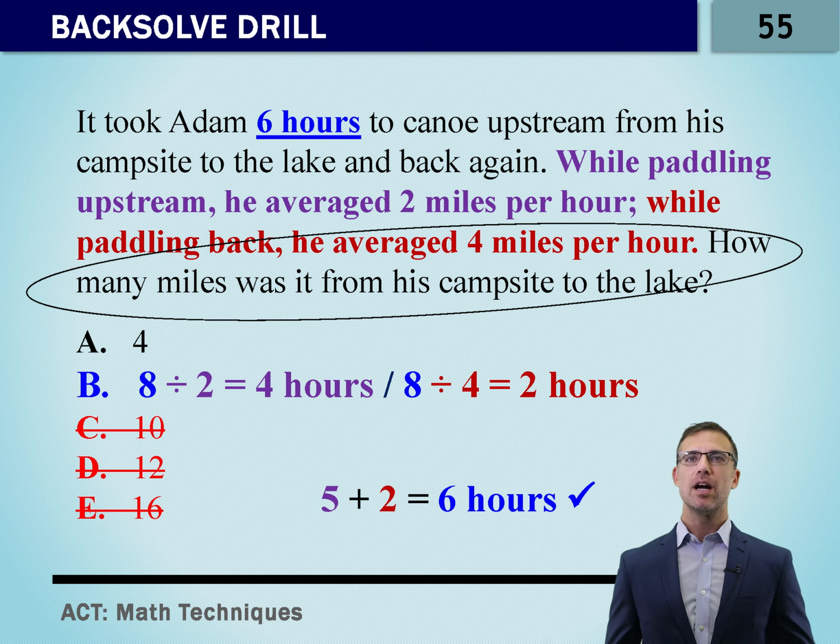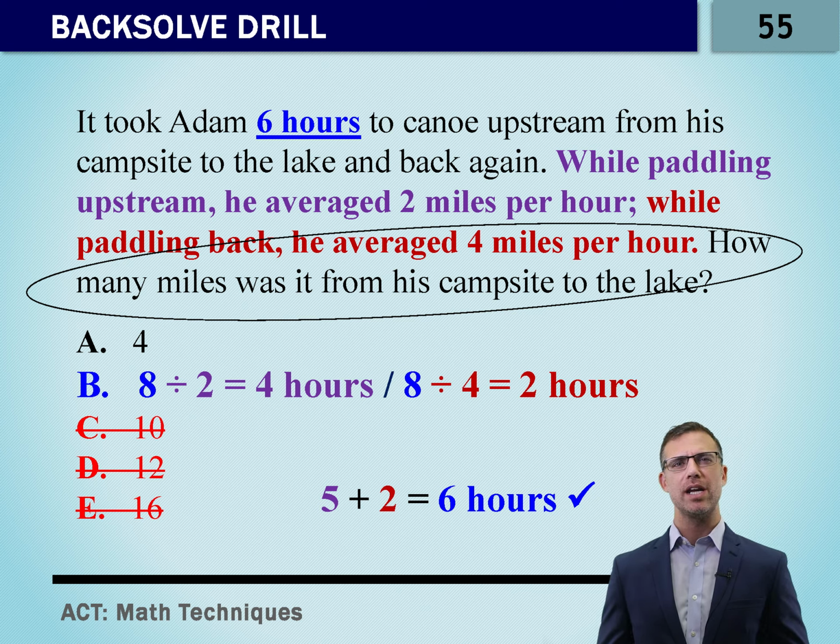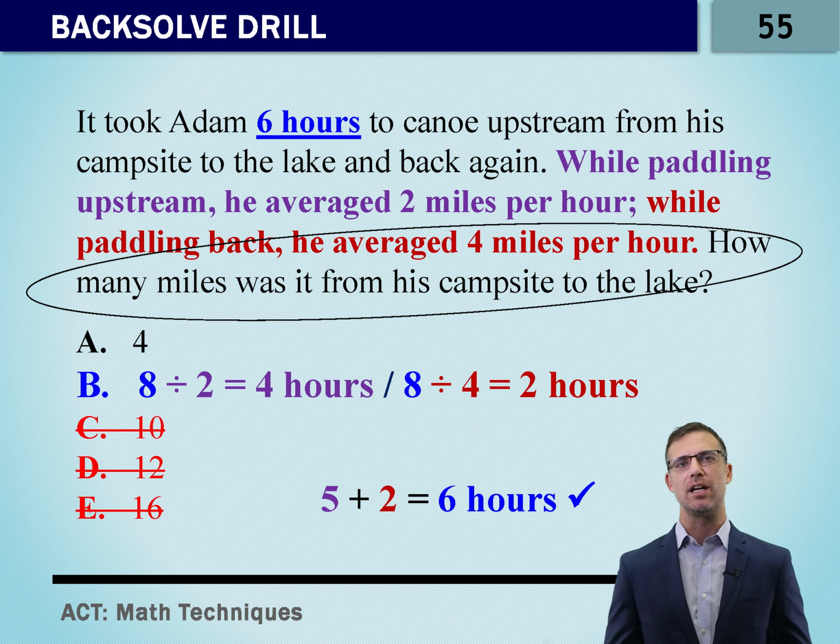That's 6. Question number 55, one of the hardest questions on the entire test, often dedicated to those students in the 99th percentile. And we solve this in less than a minute by counting on our fingers. That's the power of Backsolve.